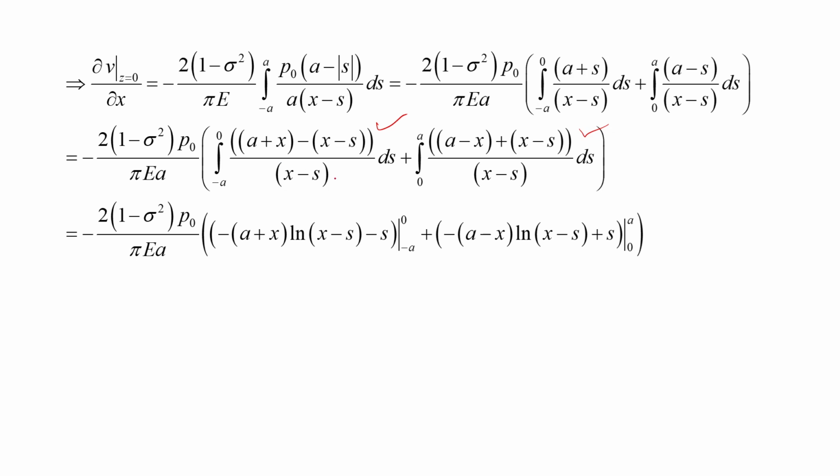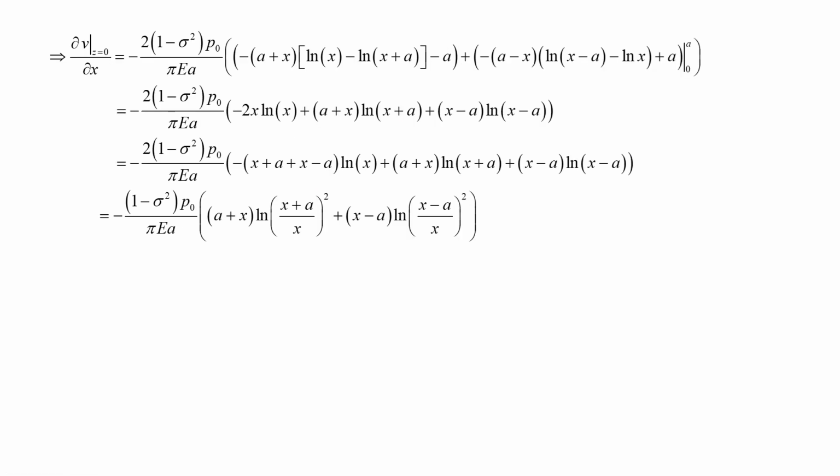It is with respect to s, so a is a constant over here. So, it is a plus x and this is 1 by x minus s, ds, and minus should come here. So, minus a plus x times ln of x minus s, and this is minus 1 here, therefore minus s, with limits from minus a to 0. And here it is a minus x by x minus s. So, a minus s is constant and here it is ln of x minus s, and this is plus here, like that.